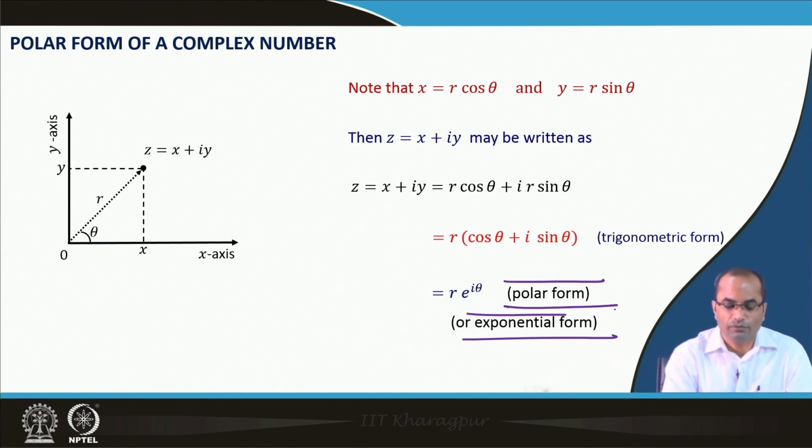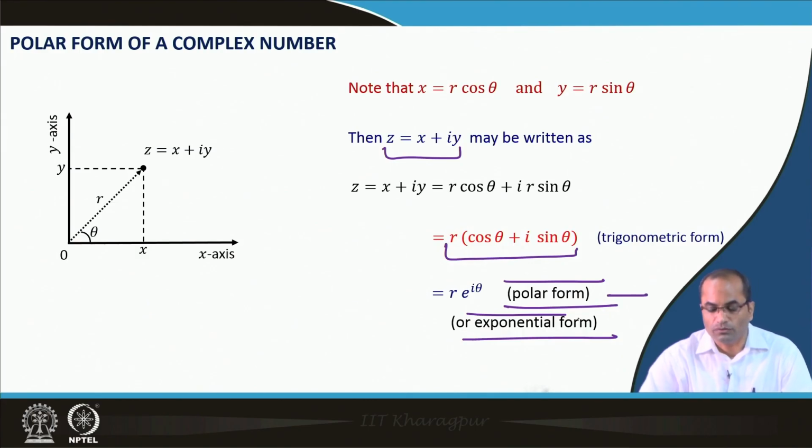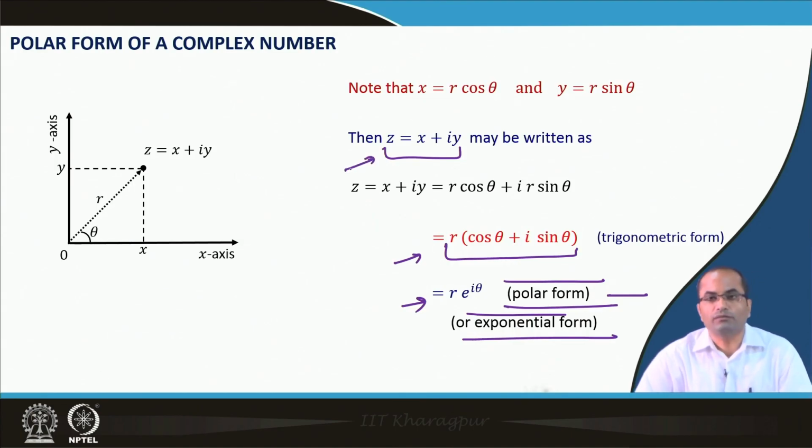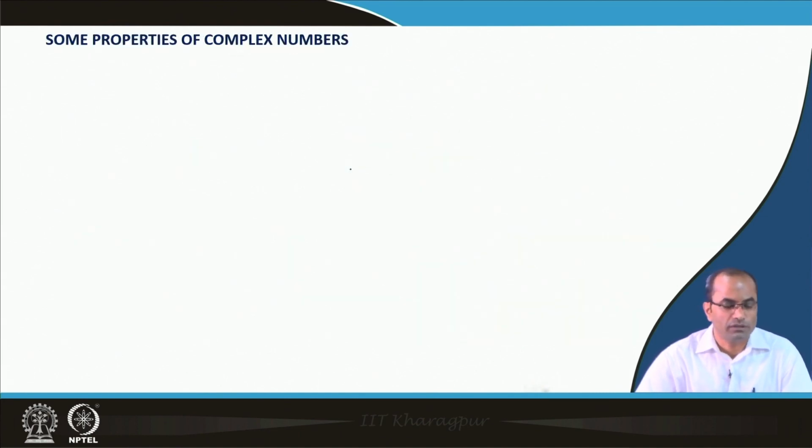So, we have three forms: the standard one, z is equal to x plus I y; the trigonometric form, r into cos theta plus I sin theta; and the polar or exponential form, r e power I theta. Okay, so now we are familiar with the polar form of a complex number, the modulus and the argument. So, we can go through some properties of complex numbers, which will be used later.